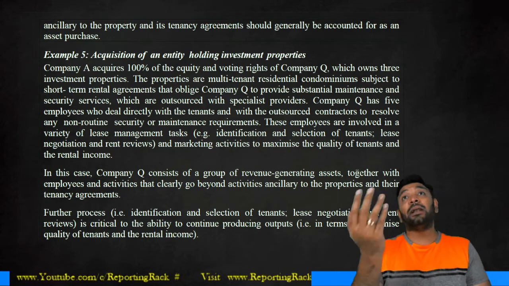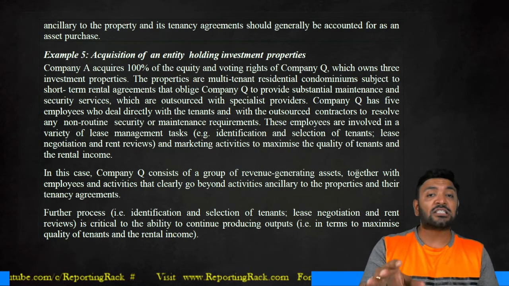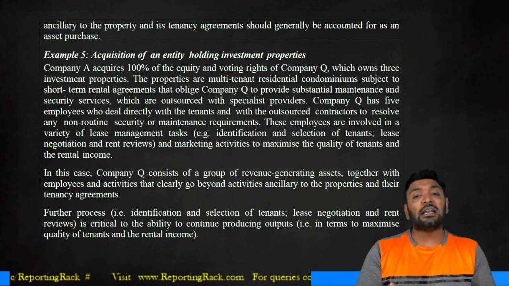So you might say, sir, the building is not being acquired alone. Tenancy rights are also acquired. The tenancy agreements are also acquired. Ancillary services are also provided. So can't I treat it as a business?